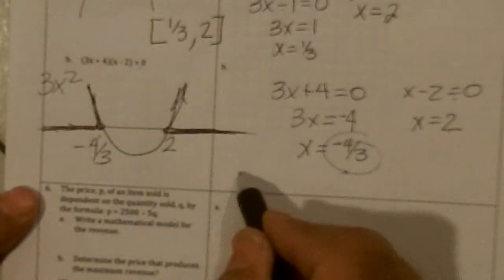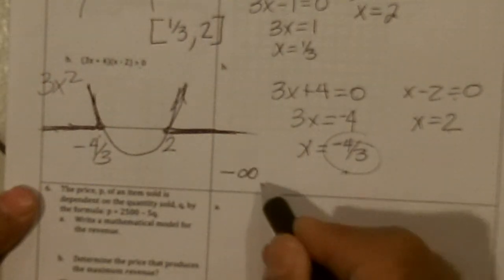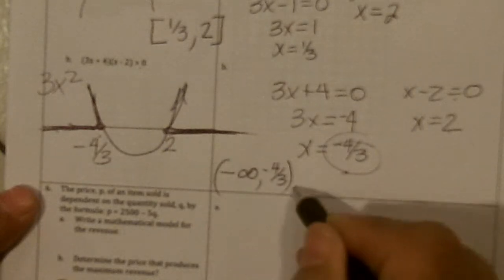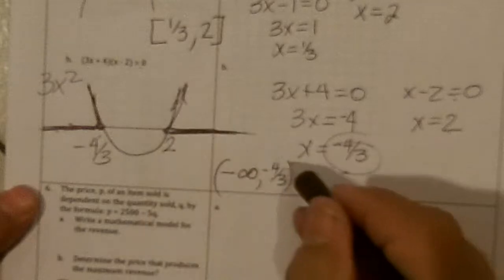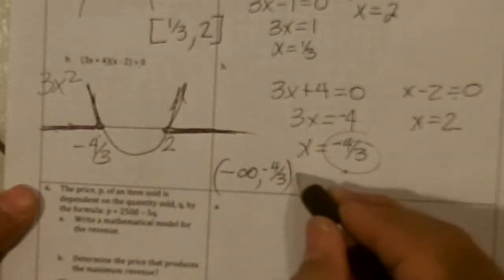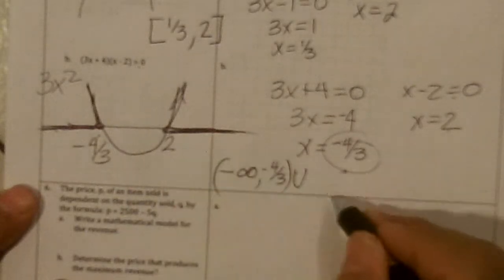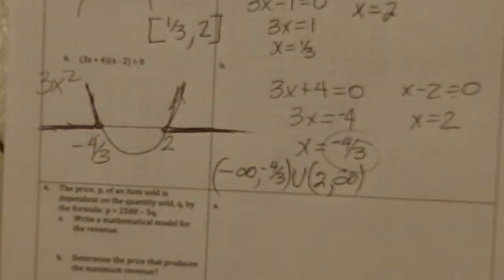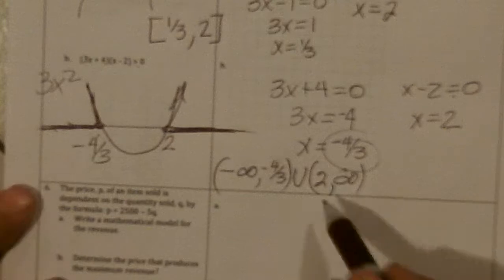So my answer will be from -infinity up to -4 thirds. Not a square bracket because it says not equal. Union from 2 to infinity. And there's the answer for this one.